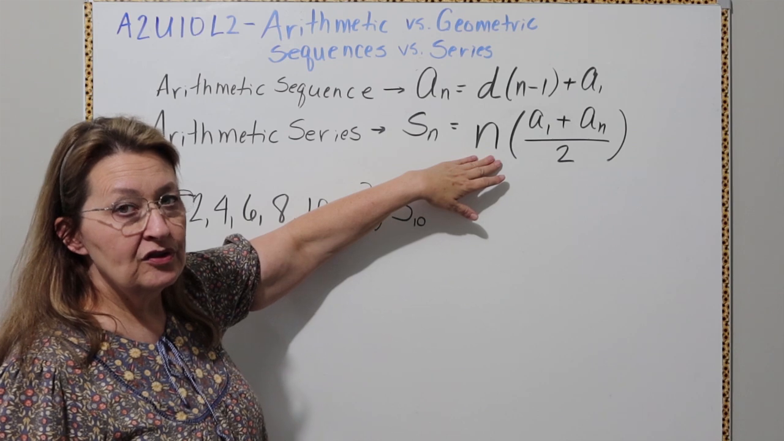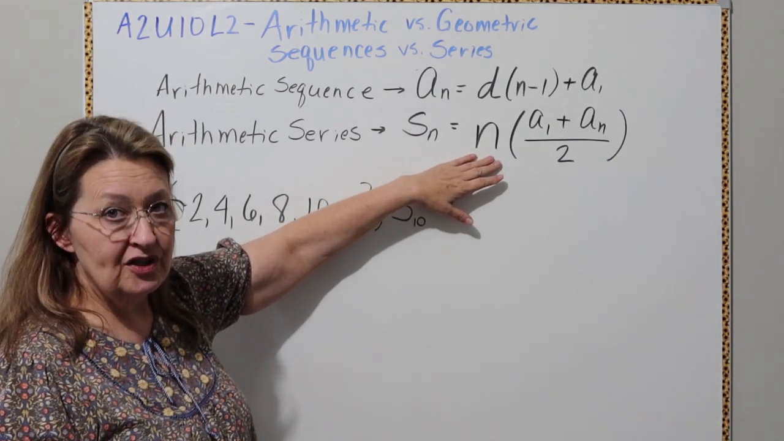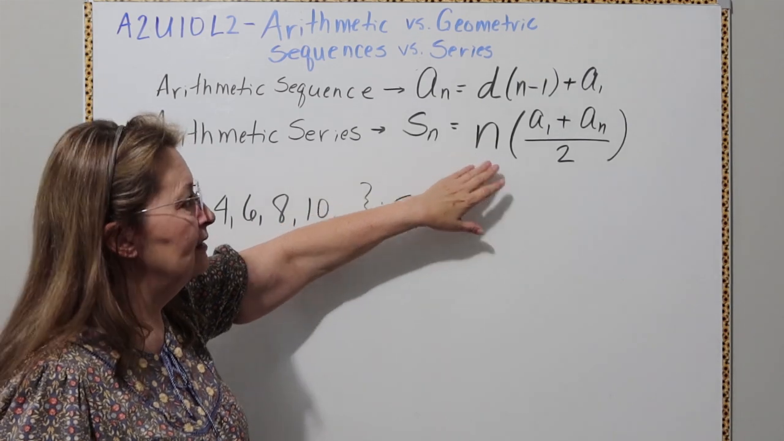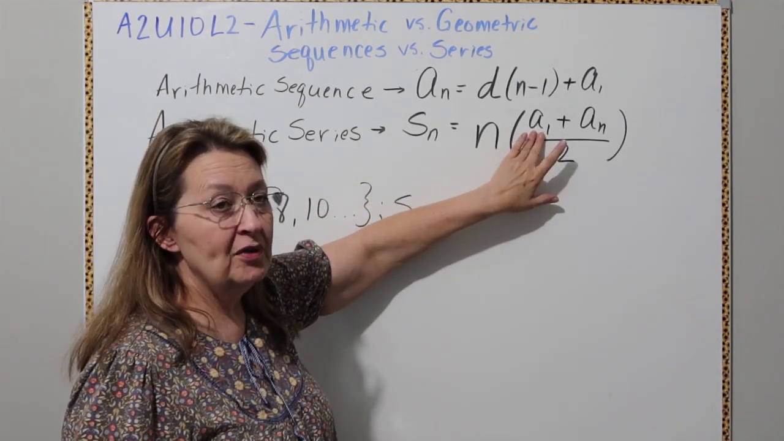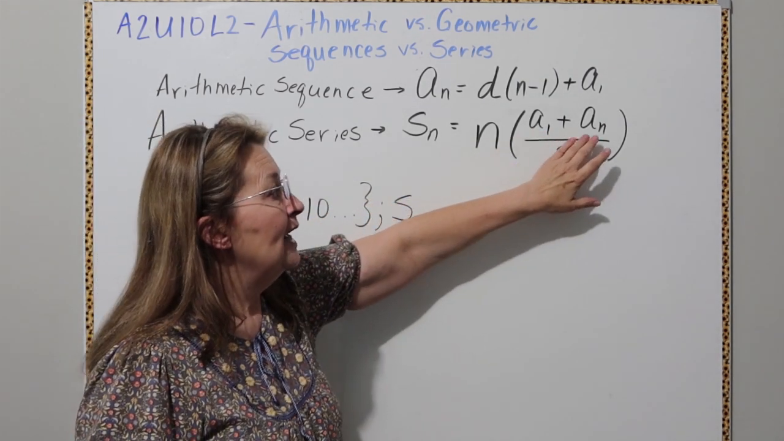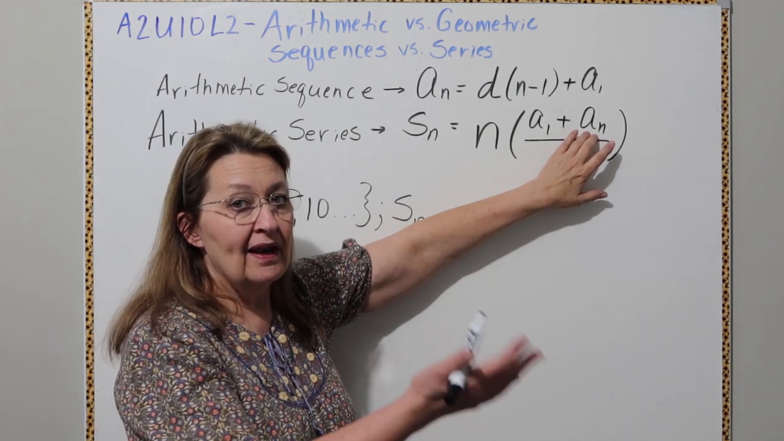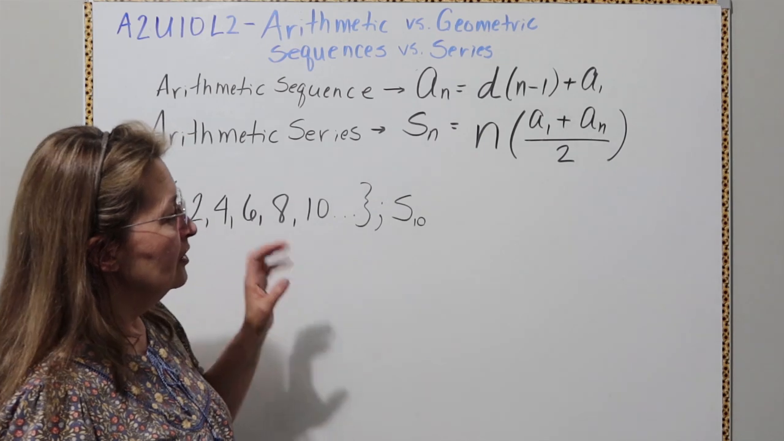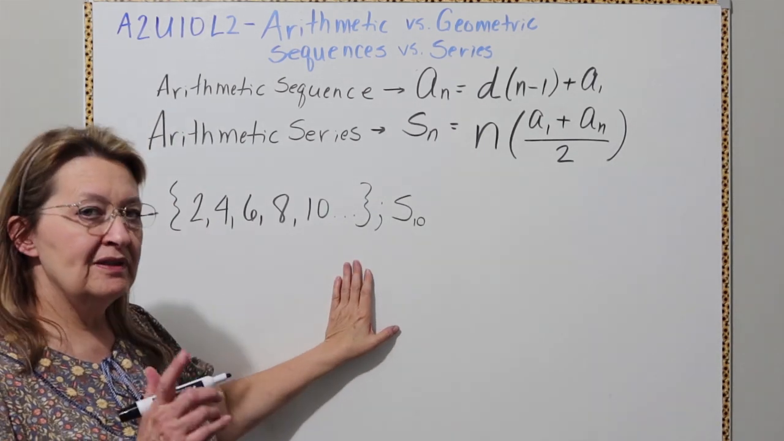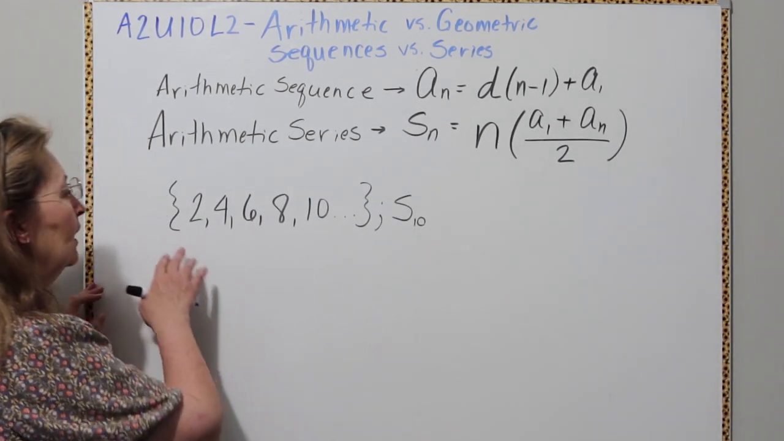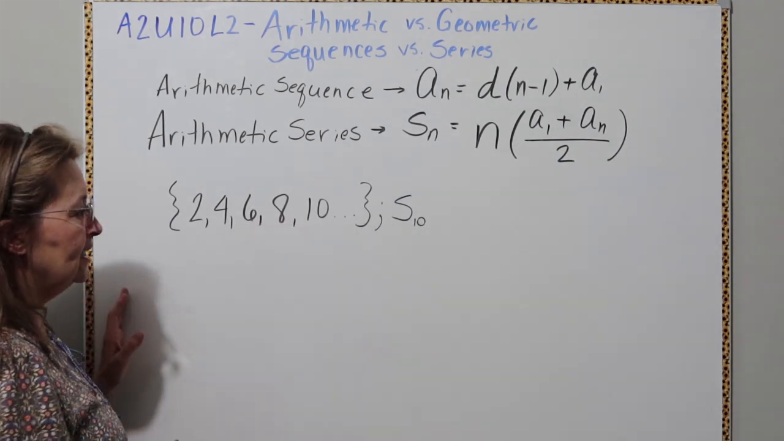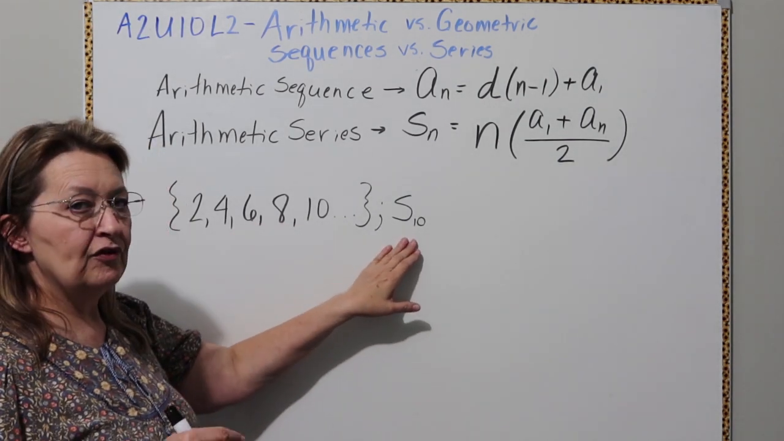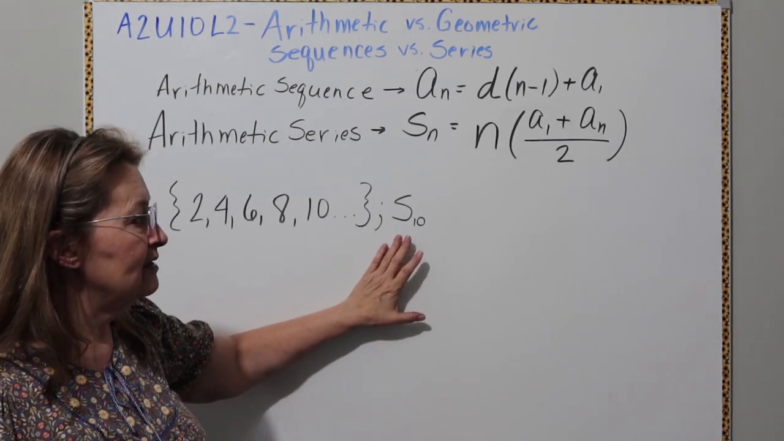n naturally is going to represent the terms that you're asked for. If they want you to sum the first 10 terms, then this is 10. a_1 is going to be the first number in the sequence. a_n is going to be that last number that you're trying to summate, divided by 2. So, let's look at an example because this gets a little bit interesting. If we have 2, 4, 6, 8, 10, and it goes on and on, we want to find the sum of the first 10 terms in this sequence.